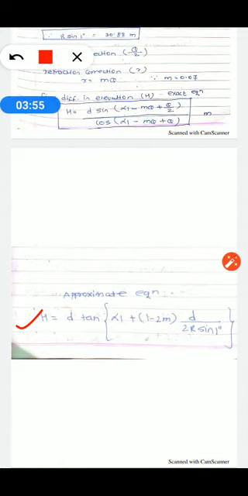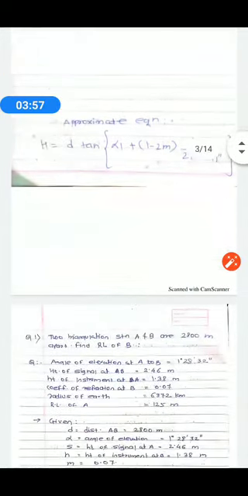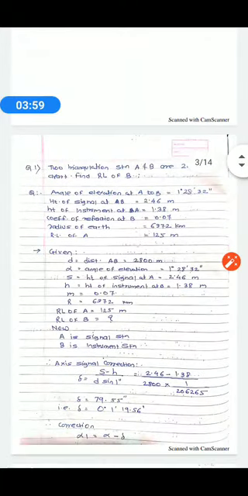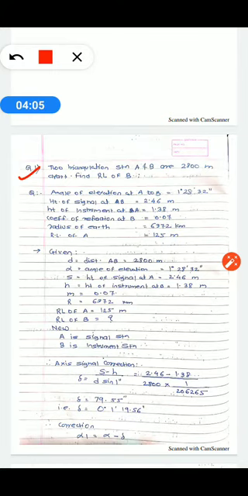Now after seeing these different formulas, we are going to consider one numerical on the same situation, that is the first numerical. Two triangulation stations A and B are 2800 meter apart, then find the RL of B. Now this is a very simple problem.